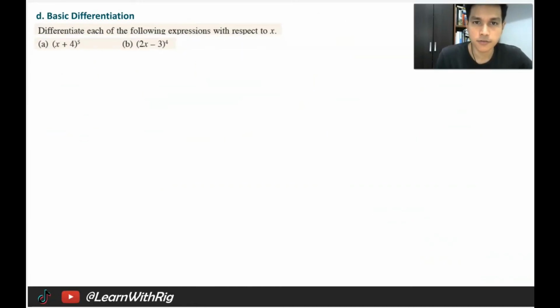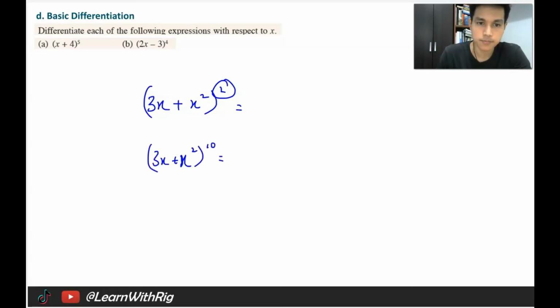Differentiate each of the following expressions with respect to x. So you see here, this is what I call the composite function method. I told you just now, if let's say you have 3x plus x squared, power 2, you can expand this because it's only a square, so you can expand it and then solve. But if this power were 10, you cannot be expanding it 10 times, right? So that's why we use the composite function method, because it is much faster.